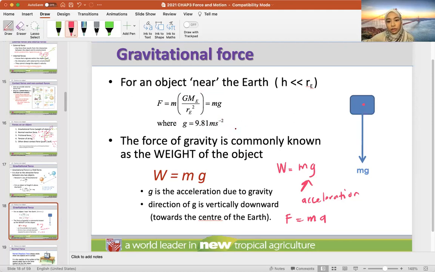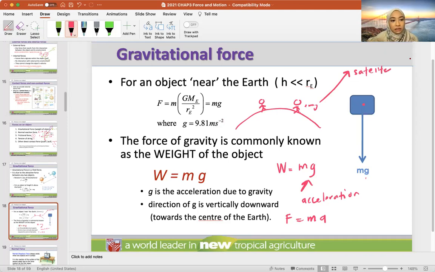This 9.81 only applies if you are close to Earth. Saya kat sini and then Amy kat sini. Amy cakap, doktor kita punya gravity sama ke? Sama sebab kita on Earth. Tapi kalau Amy terbang ke atas jauh, dia jadi satellite. Tiba-tiba Amy jadi satellite kan. Tapi okay lah, satellite lah. Amy tak jadi satellite. Amy is a person.